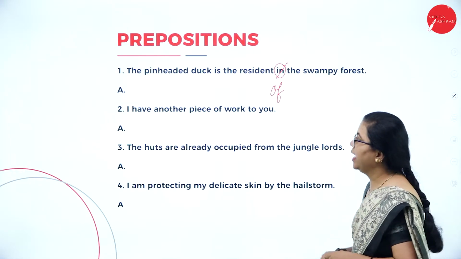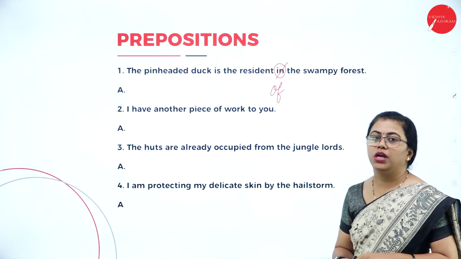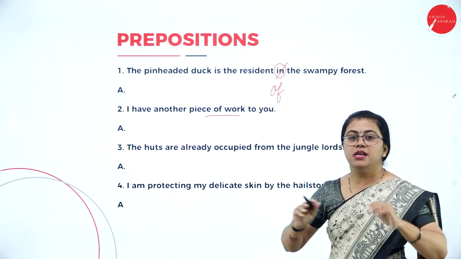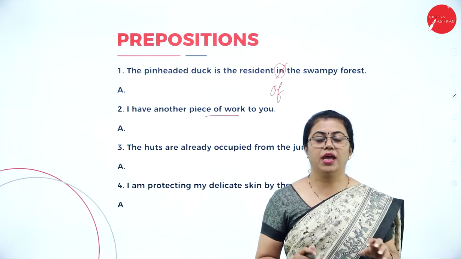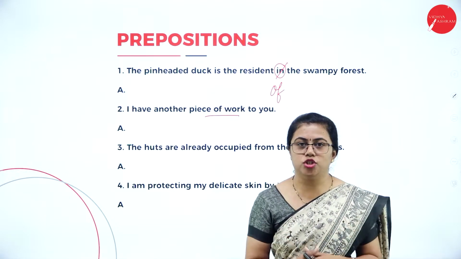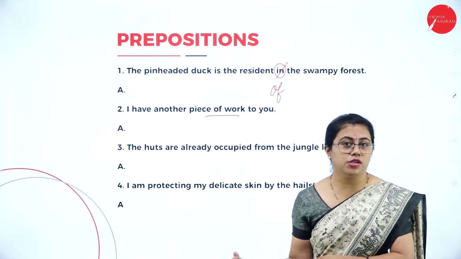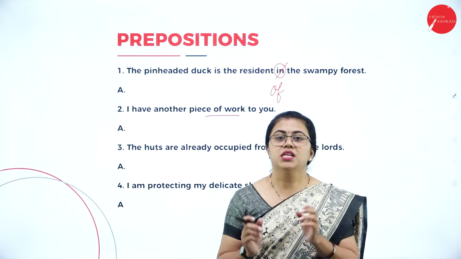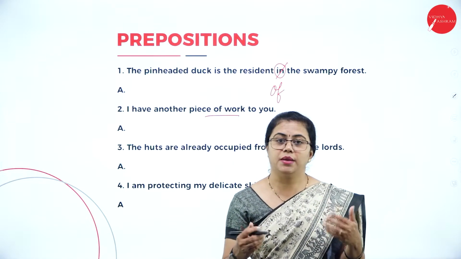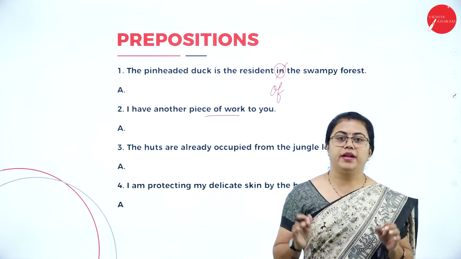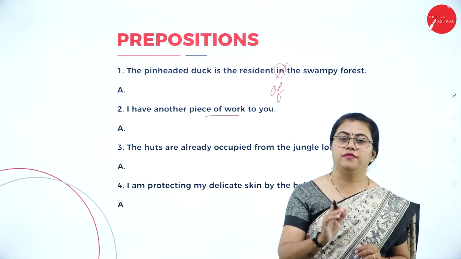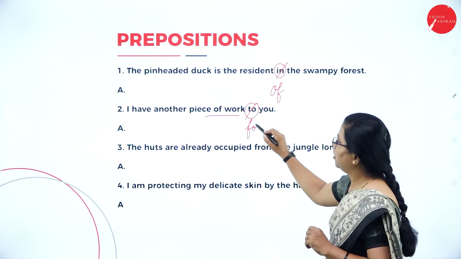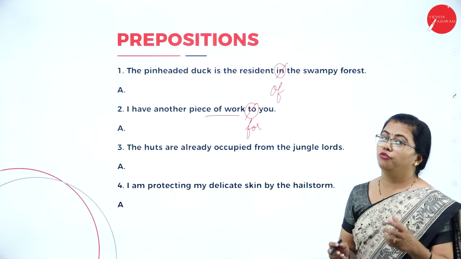Fine. Next, I have another piece of work to you. You are specifying something, that is a piece of work, something that is dedicated to that person. Suppose I get a chocolate. I get it for somebody because I think of them in my mind and I keep it for them. So when I am dedicating something, getting something, thinking of somebody, then I have to use for. So instead of to, we have to use for. I have another piece of work for you.